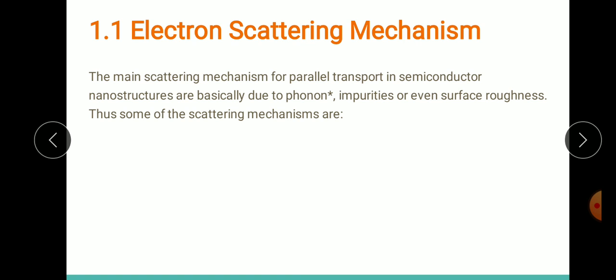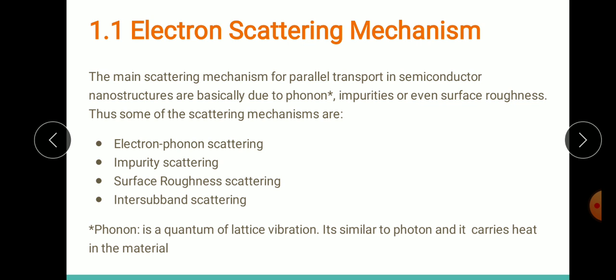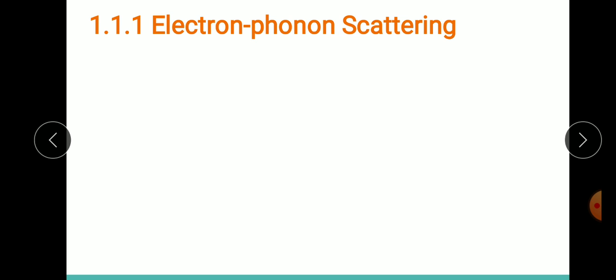Now, due to the presence of phonon, impurities, surface roughness, we have different type of scattering mechanism, such as the electron phonon scattering, impurity scattering, surface roughness scattering, and inter-subband scattering. So, we shall see in detail each of the scattering mechanisms. To begin with, the electron-phonon scattering.